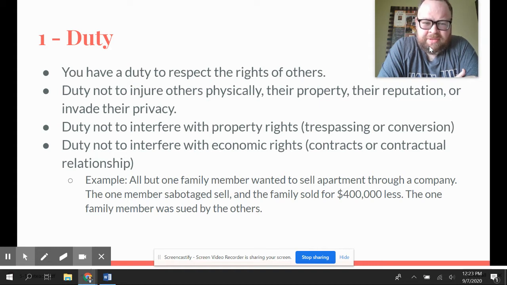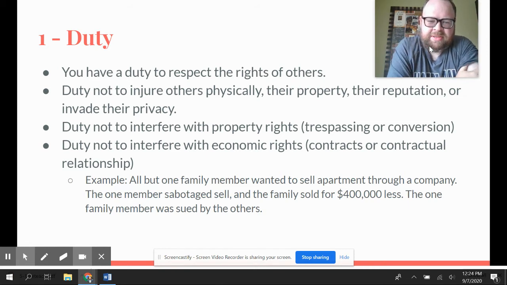Duty involves injury, physical injuries to their property, their reputation, or invasion of their privacy. Duty does not interfere with property rights. Duty does not interfere with economic rights. So basically, you can't trespass, no conversion, economic rights. When you get involved in someone else's contracts or contractual relationships, you're violating your duty. An example of this would be like if a family member wanted to sell an apartment and one of the members sabotaged the sale. So the other family members could technically sue the one family member for violation of their duty.